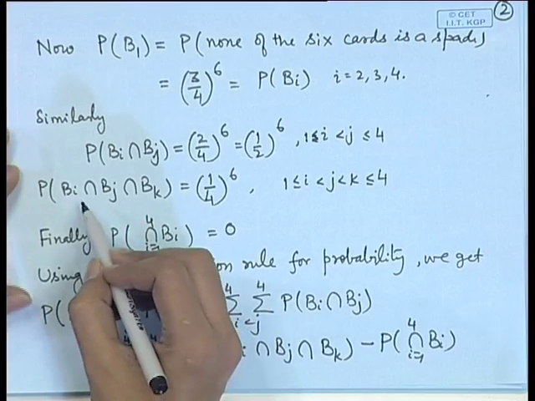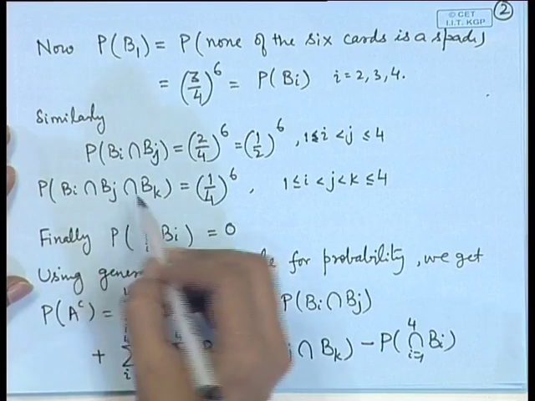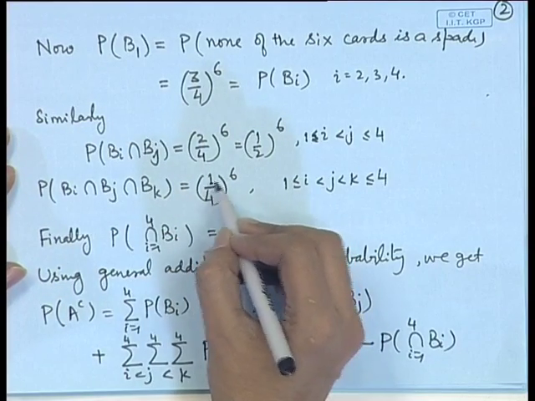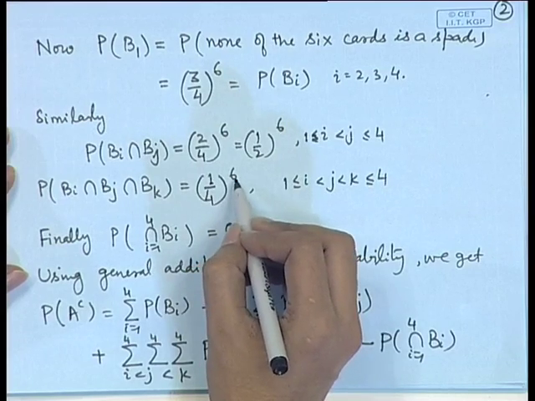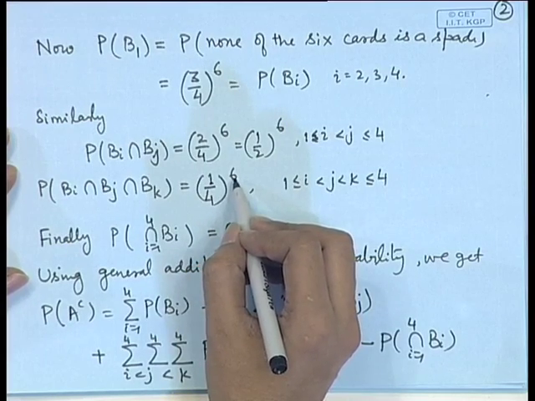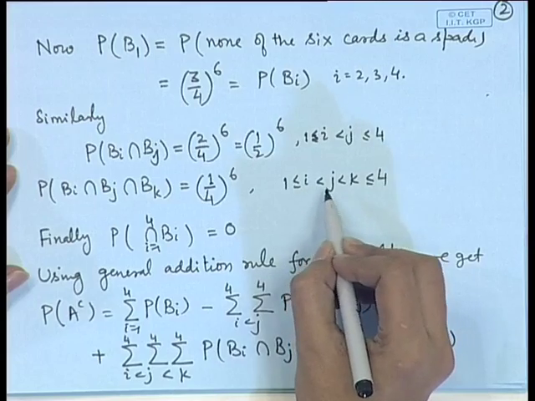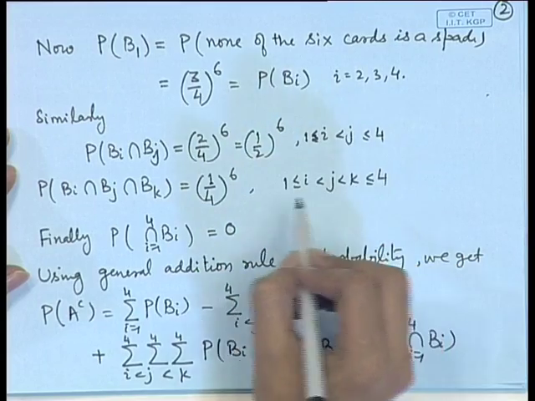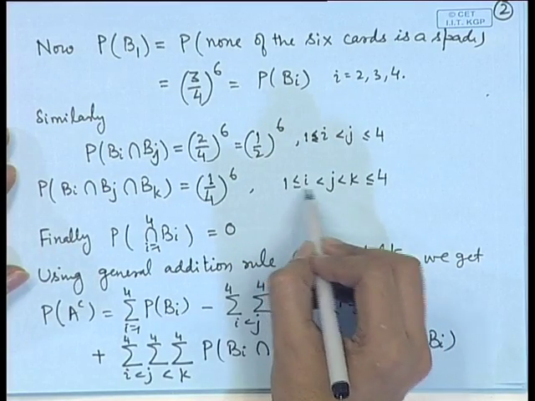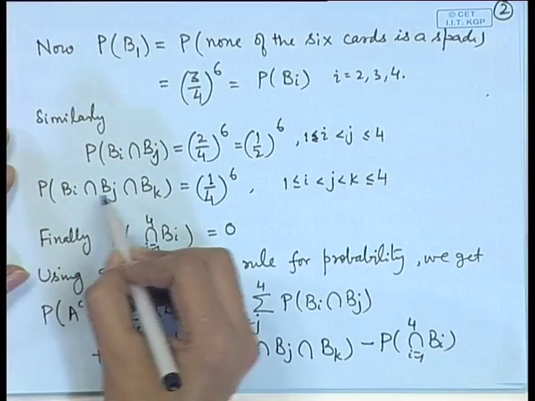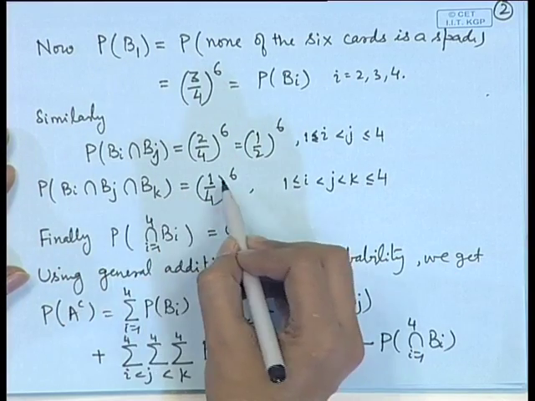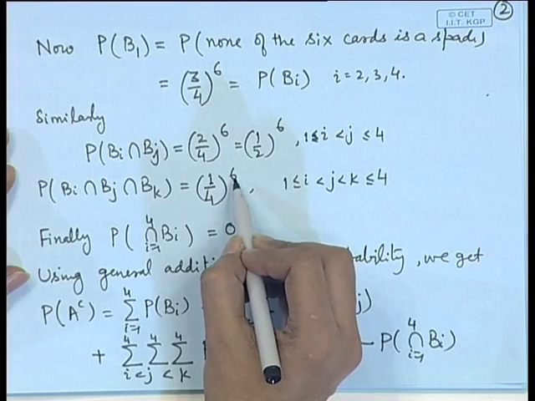Now, in a similar way, if we consider 3 of the suits do not appear, then the probability will be simply 1 by 4 in a single draw, and it will become 1 by 4 to the power 6 in 6 draws. Therefore, for all the combinations of i, j, k, for i less than j less than k lying between 1 and 4, probability of B_i intersection B_j intersection B_k will be 1 by 4 to the power 6.